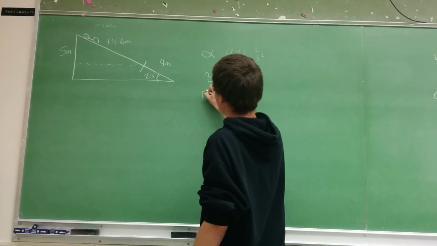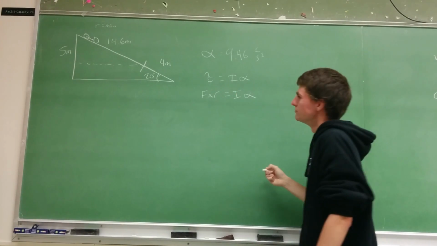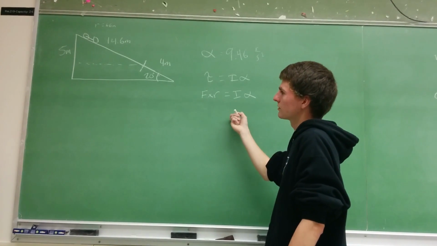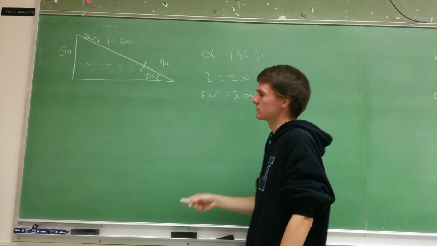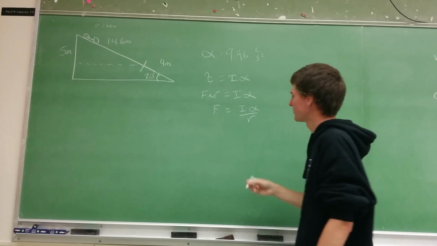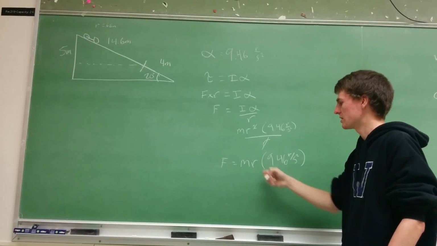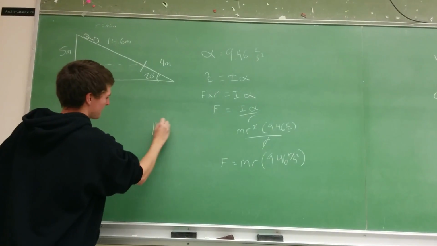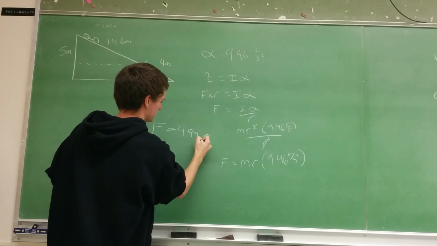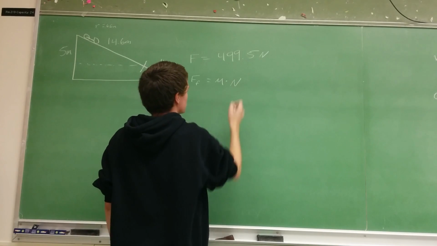We know that torque is equal to force across the radius. And then this force here needed to apply a torque is going to be the force being used to solve for mu at the end. So we know force is equal to I alpha over r. And if we change I to mr squared, plug in mass and radius, you'll find that force is equal to 499.5 newtons. Force of friction is equal to mu times the normal force.